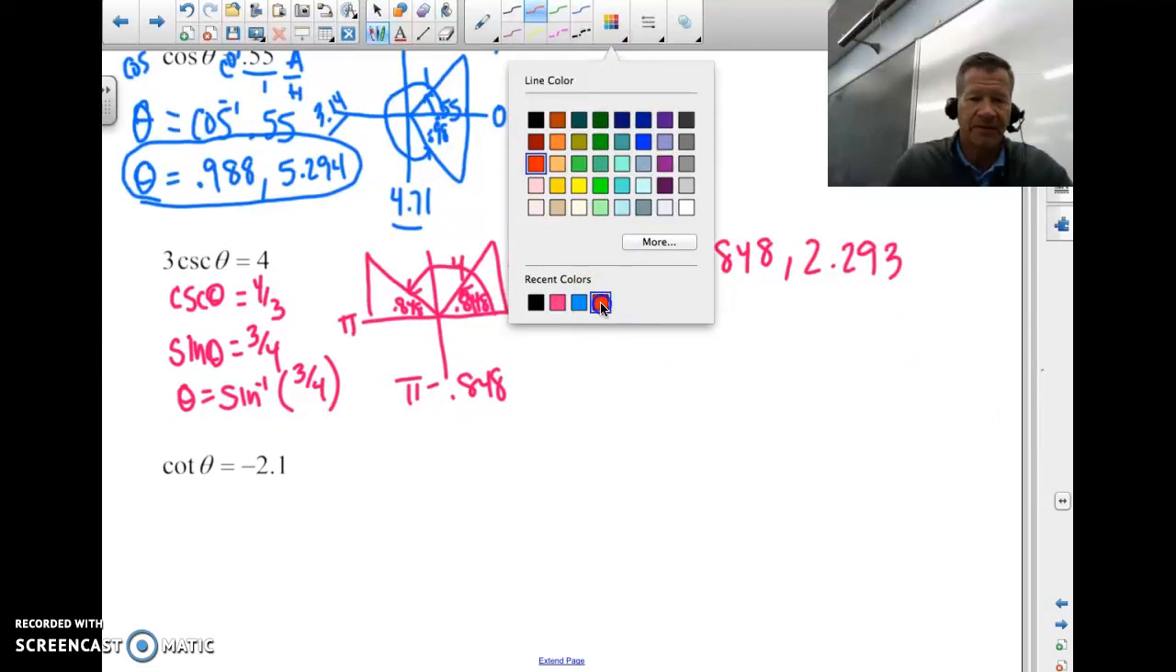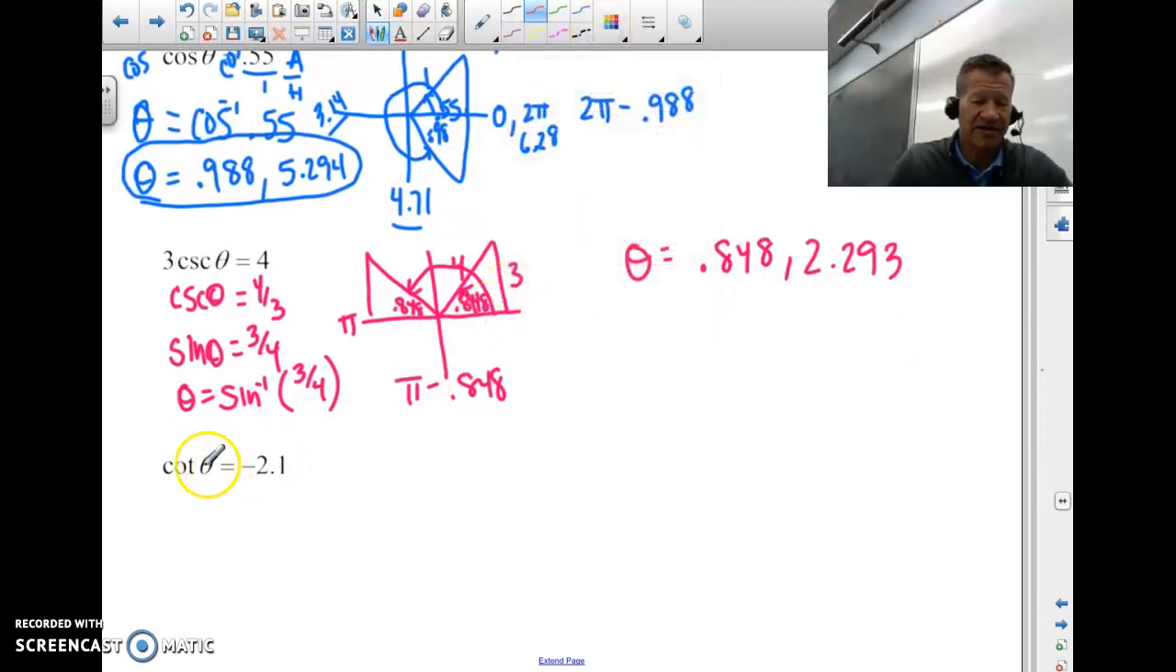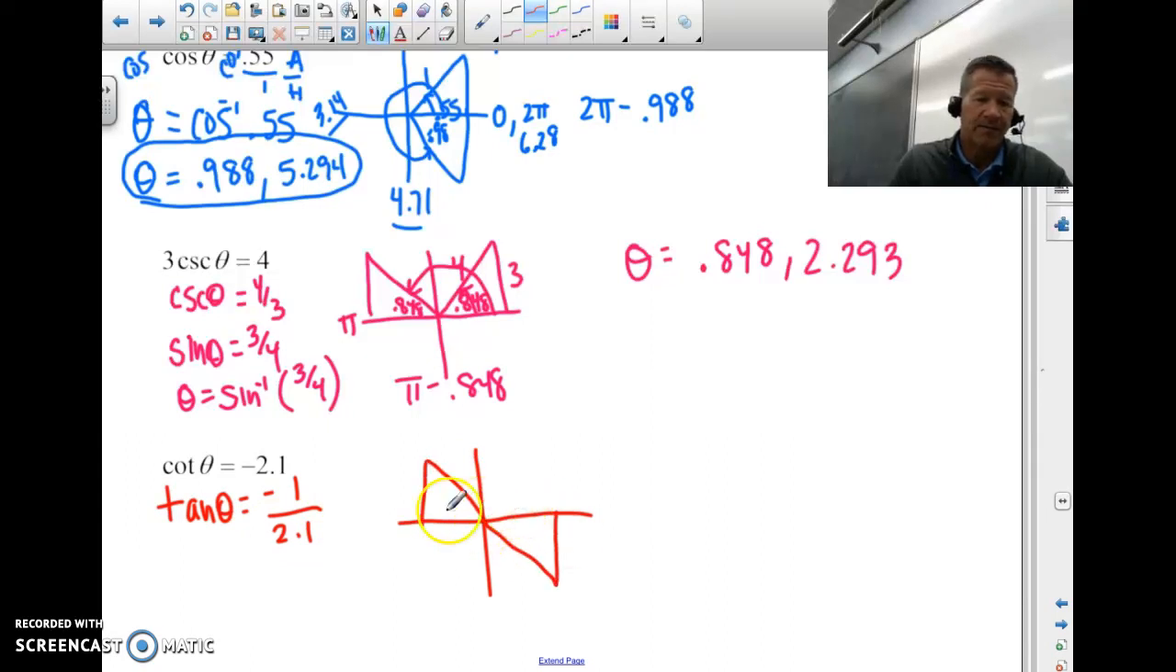So in this last one, cotangent theta is already by itself. I don't have a cotangent key, so I'm going to use tangent instead. Tangent of theta would be the reciprocal. That would be -1 over 2.1. Now I know tangent can only be negative in quadrants 2 and 4. But I don't know, again, what it would have to be to make opposite over adjacent this. So I have to use my calculator. So to find theta, I'm going to take the inverse tangent of this ratio.